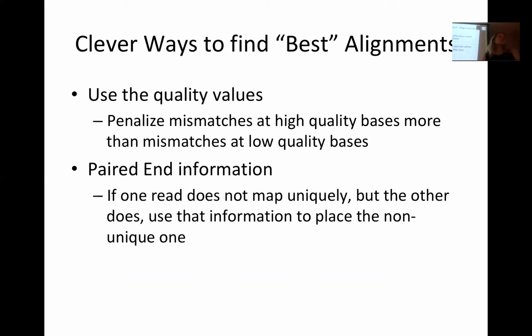Next generation sequencers will try to use a couple of clever ways to find what is the best alignment. The first one is that they're very sensitive to quality values. We learned about the FASTQ format, where you have a letter or a number or a symbol representing the quality. The most recent aligners will actually use those qualities and say, if there's a mismatch at a low quality base, I'm going to penalize that less than a mismatch at a high quality base. So pretty subtle, but a nice way to try to find the absolute best match.